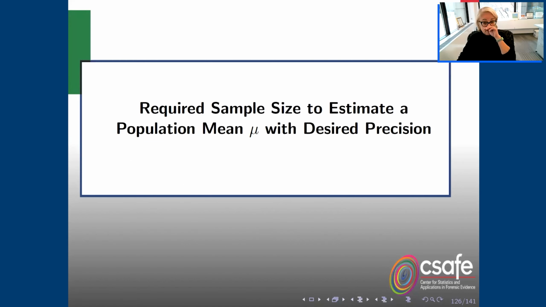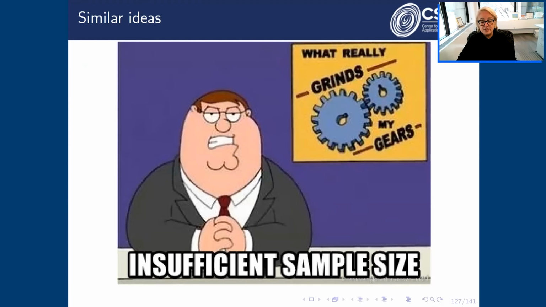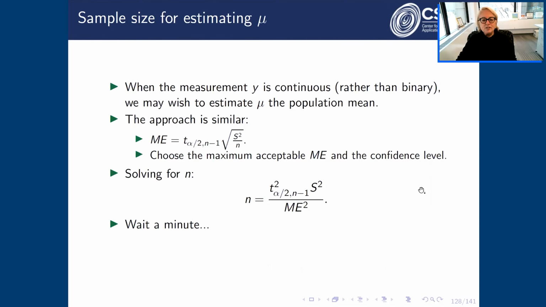So what if we want to estimate a population mean with a desired precision? One problem that you will find is that most everybody has inadequate sample size. This is what really grinds my gears. And so what do we do?